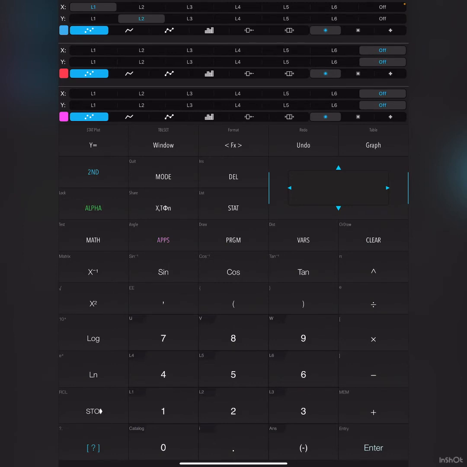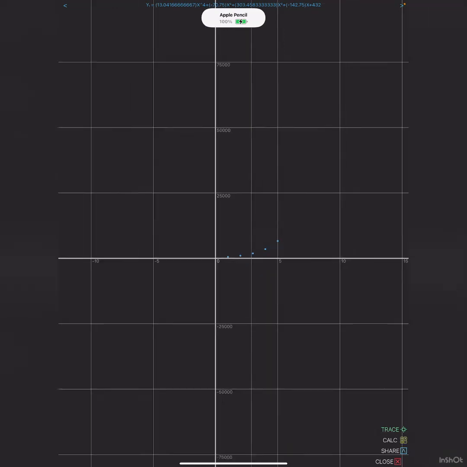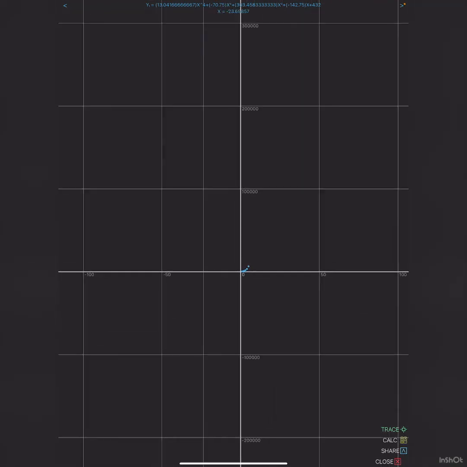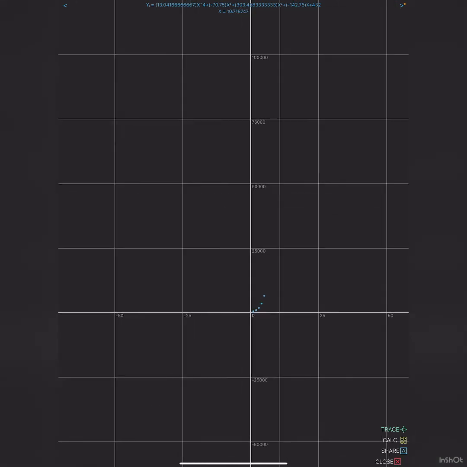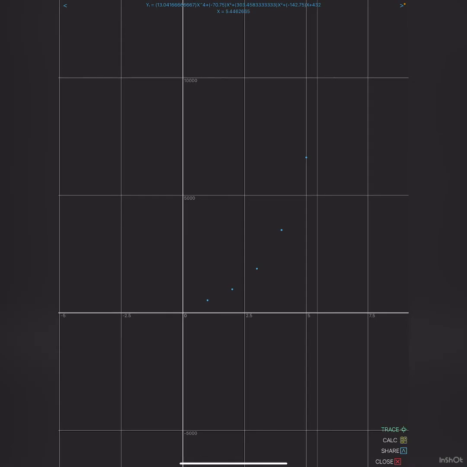So if yours looks like mine, both of these would be off. So we're going to go X is list 1, Y is list 2. We want a scatter plot. So now this one is on. And then we're going to hit the graph button. Okay, mine's already zoomed in because I already found it, which is really confusing to do. So you are going to zoom in to see that data.